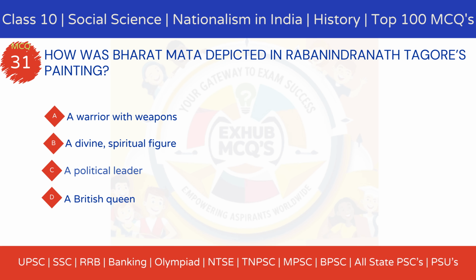MCQ 31. How was Bharat Mata depicted in Abanindranath Tagore's painting? Option A. A warrior with weapons. Option B. A divine spiritual figure. Option C. A political leader. Option D. A British queen.